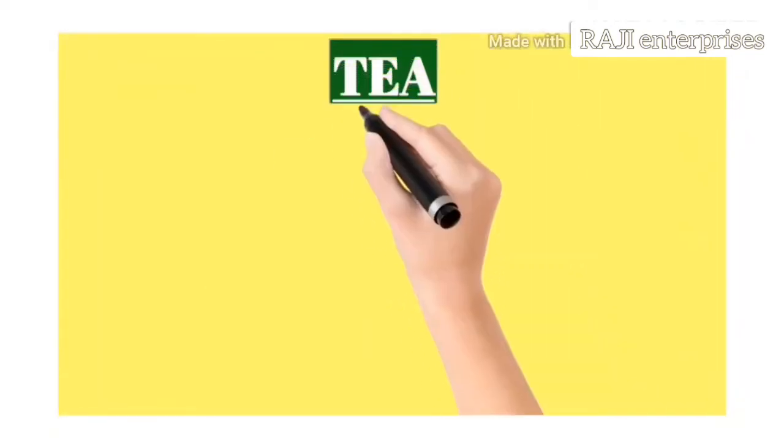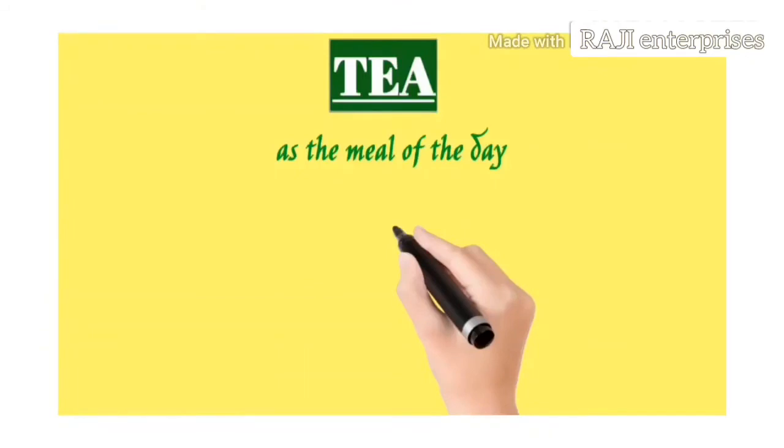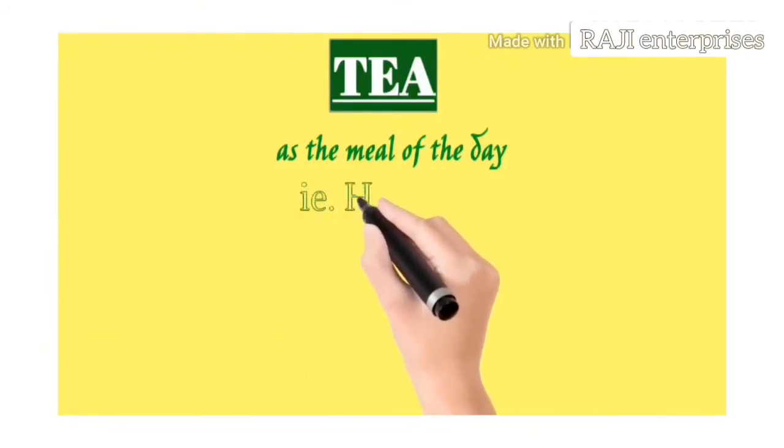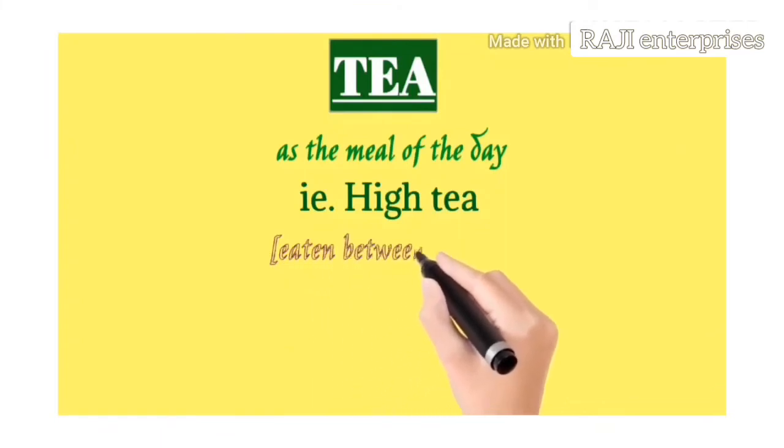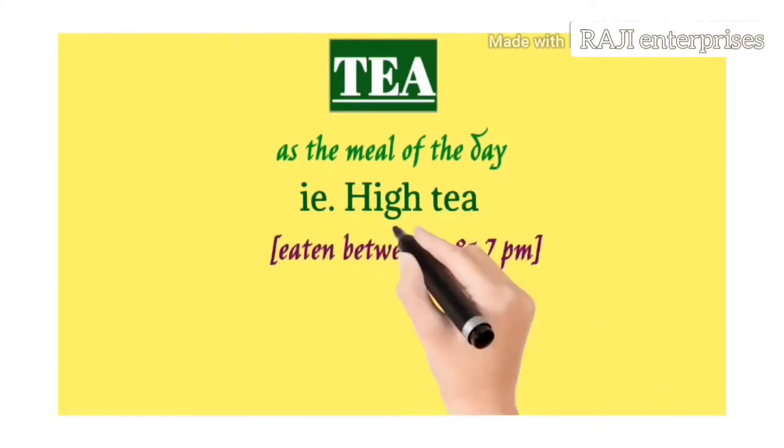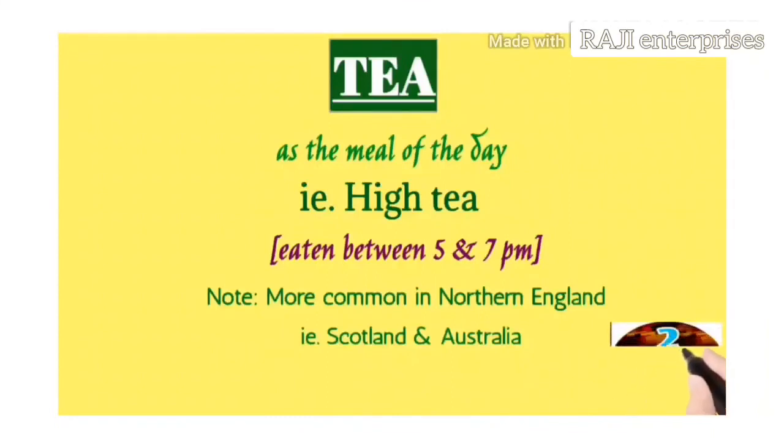The word tea is also referred to as an evening meal, that is, high tea. Normally eaten between 5 to 7 pm, it's a common term associated with the working class or the laborers.